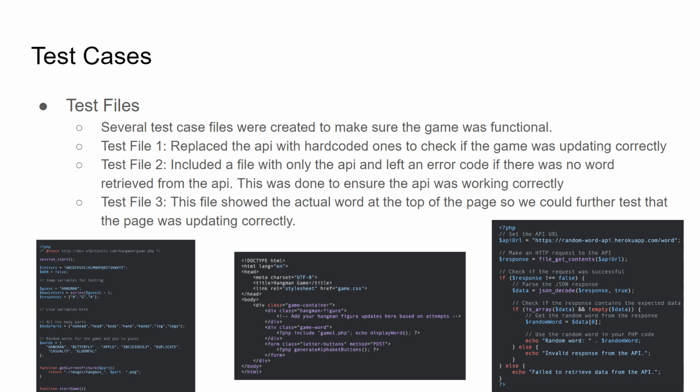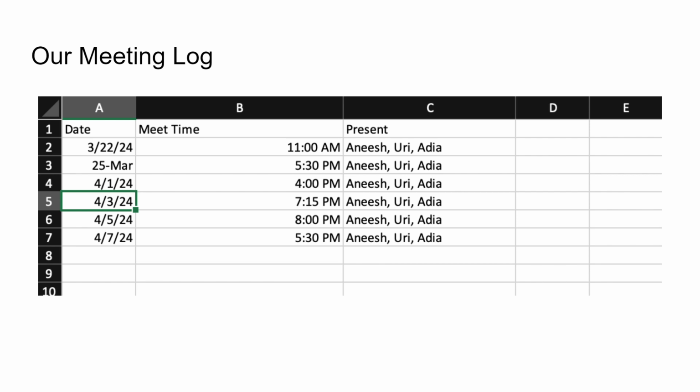Then another file we had was we included the file with only the API to make sure that it was actually working and generating those random words. Then in the third test file, we showed the actual word at the top of the page as well, so that we could have just an extra measure of making sure that the page is working correctly and we know if a letter is updating correctly or not. There's a couple snippets below as well.